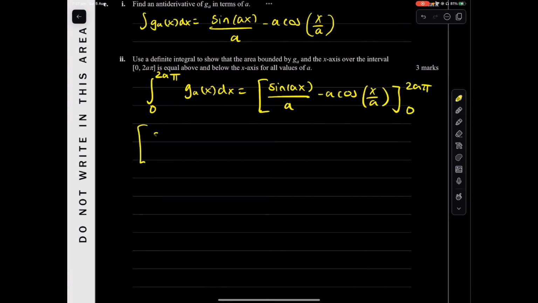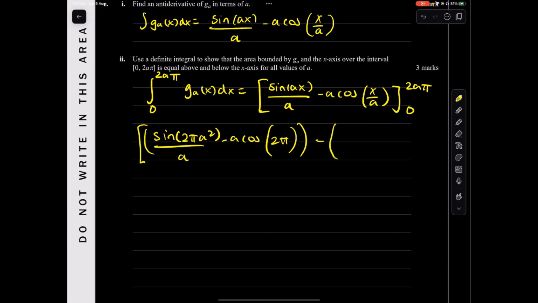So we're saying sine 2a pi is sine 2 pi a squared over a, minus a cos 2a pi, which is just 2 pi. Minus, if we put 0 in, sine 0 is just 0, and minus a cos 0 over a. We know that cos 0 is 1, so a.